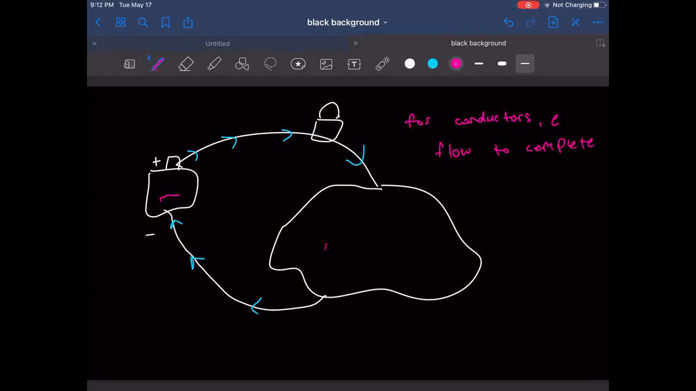So if this was wood, the electrons would get stuck here and they would not go this way, right? They would not flow to that negative end. They would not complete the circuit. That's why the light bulb doesn't light up. Why? Because this circuit is not complete. Electrons aren't flowing. You don't have current. Okay.